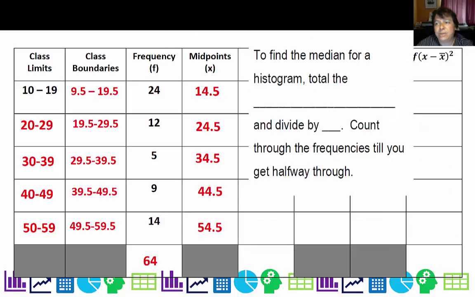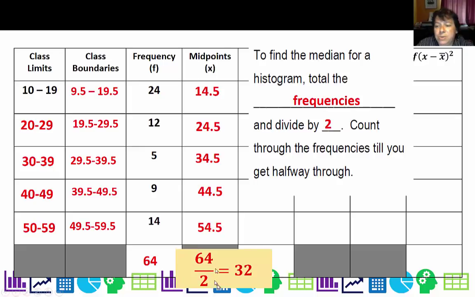Now, here's a little side note. Sometimes you'll be asked to find the median for a histogram. So what you do is you total the frequencies, which is 64, and you divide by 2. So count through the frequencies until you get halfway through. Well, 64 divided by 2 is 32. So there's going to be 32 in the first half and exactly 32 in the second half, which means my median is going to be halfway between points 32 and 33.